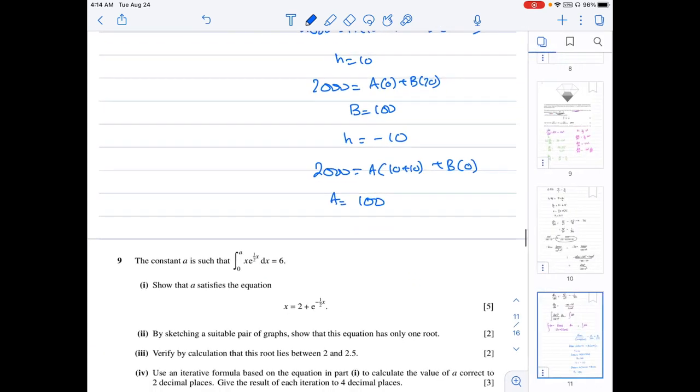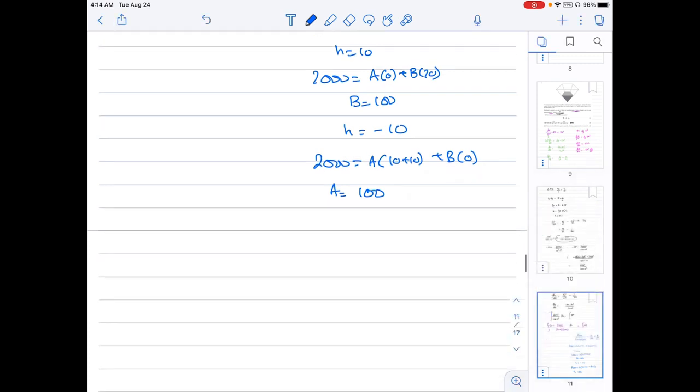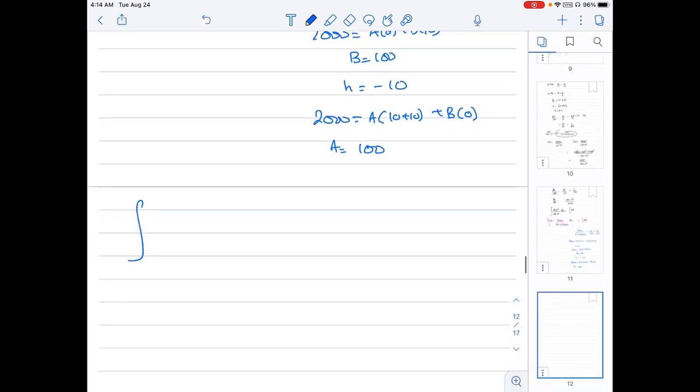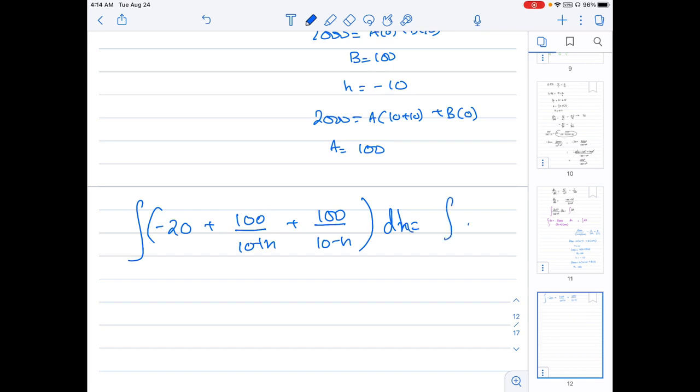One more page has to be added. It's a long question. So it becomes integral of negative 20 plus a, which is 100 upon 10 plus h, plus b, which is also 100 upon 10 minus h, total dh is equal to dt.